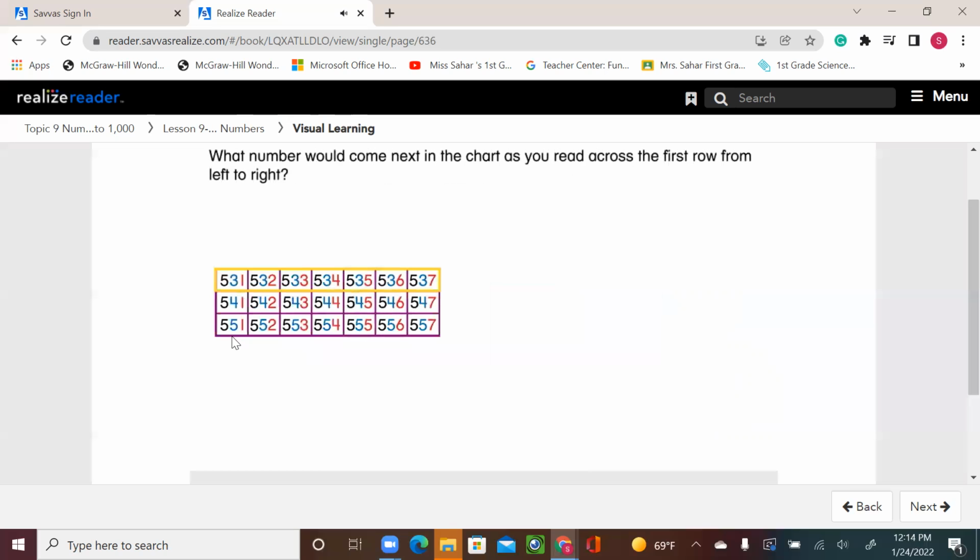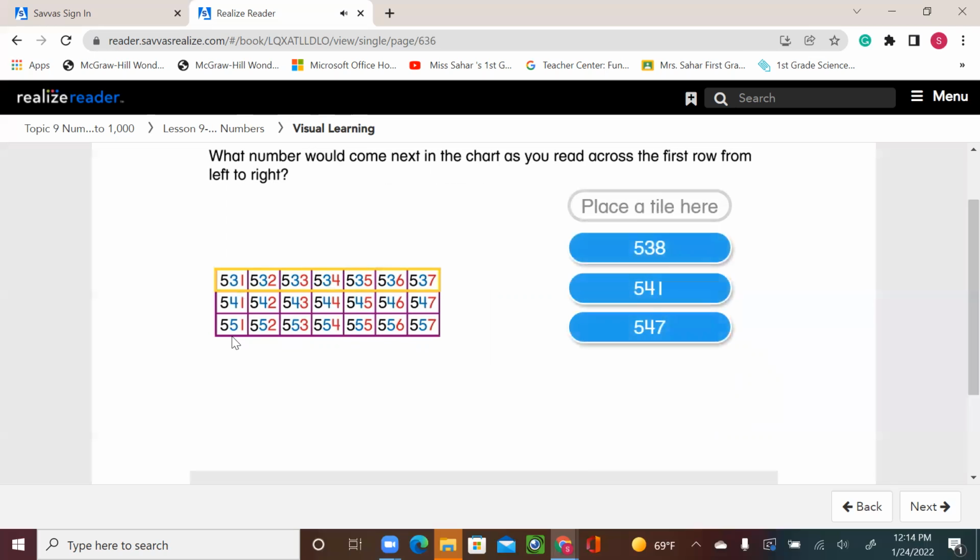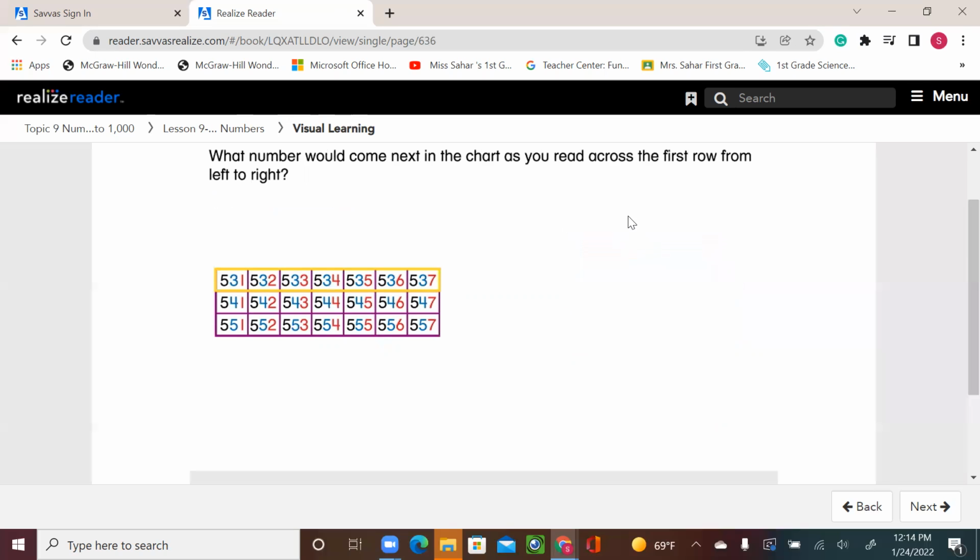What number would come next in the chart as you read across the first row from left to right? Select your answer. So same row, I know the last number is 537. I know when I move from left to right, the ones will increase by 1. So 537, and the one after will be 538. Very good.